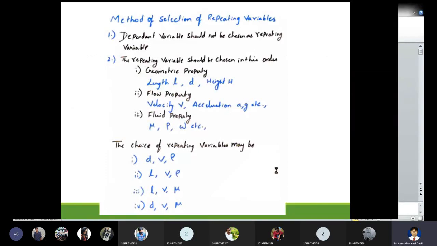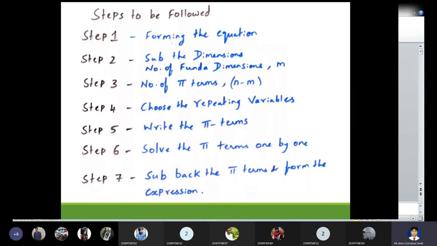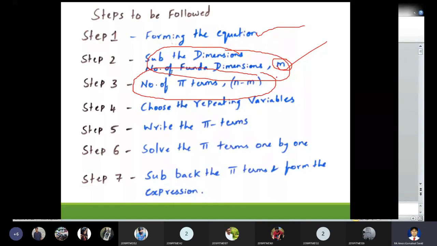Let's look at a sum, and these are the steps we'll be following. The first step is forming the equation based on the parameters given in the question. Step 2 is to substitute the dimensions, the fundamental dimensions. Then I'm going to find out the number of fundamental dimensions available, which is the m value. Then the number of pi terms, which is just n minus m.